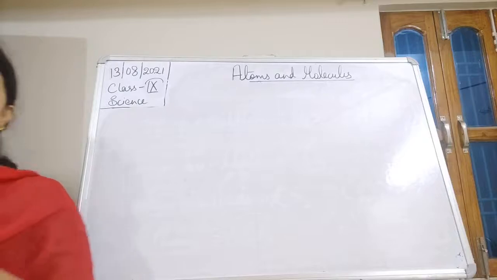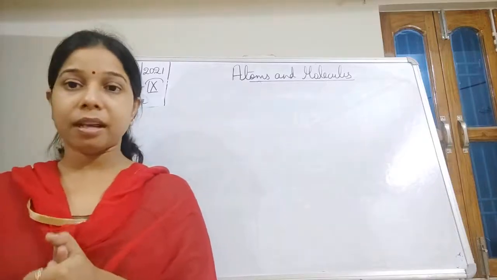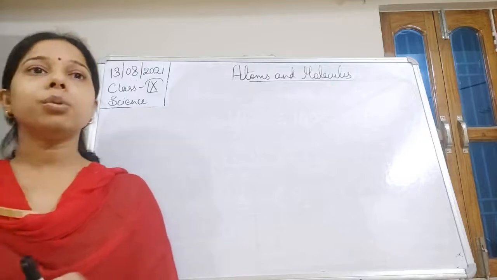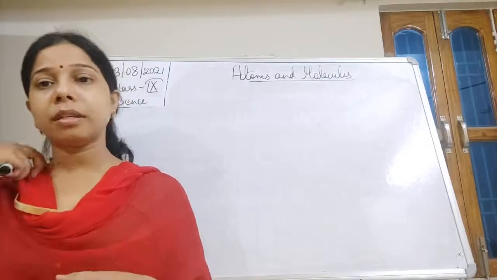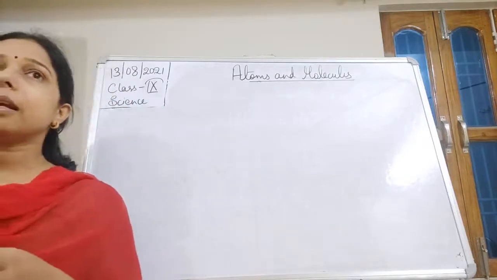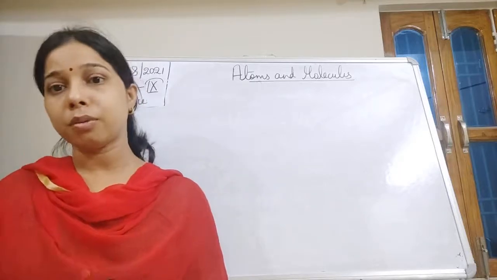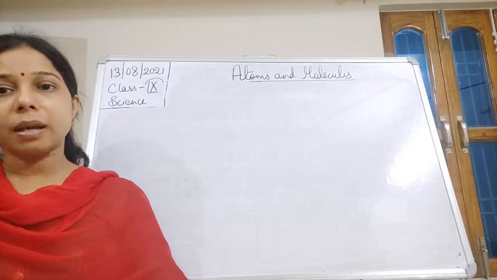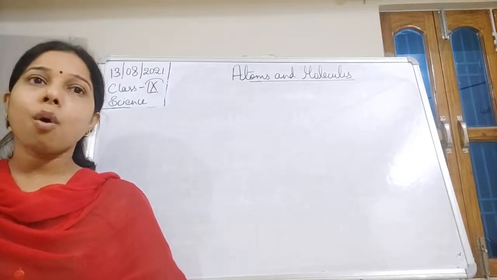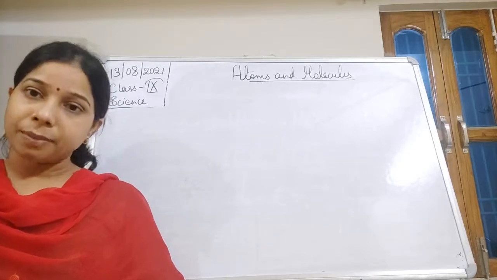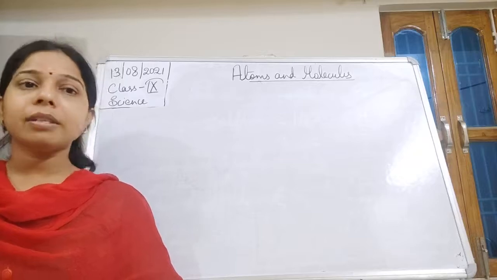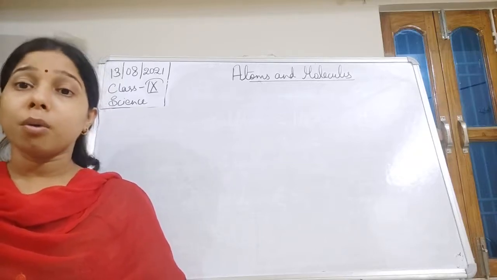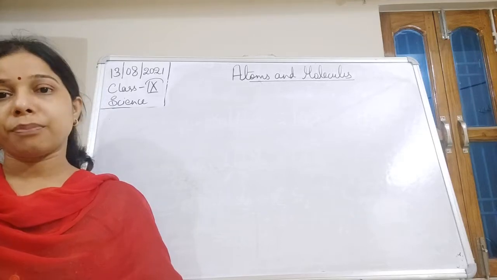So students, in the previous class in this chapter, that is atoms and molecules, we were talking about the atoms. We have also seen that atoms generally combine together to form molecules, and when similar types of atoms combine together, they form molecules of an element. Similarly, when different types of atoms combine together, they form molecules of a compound.